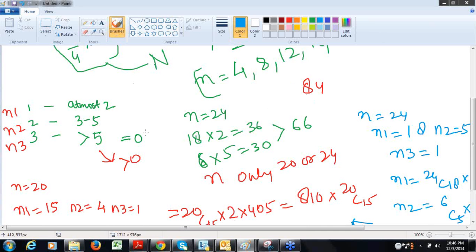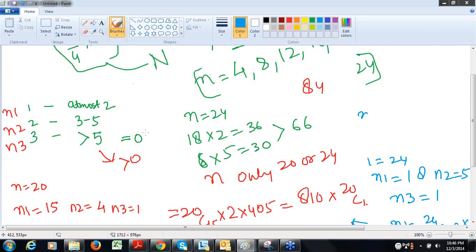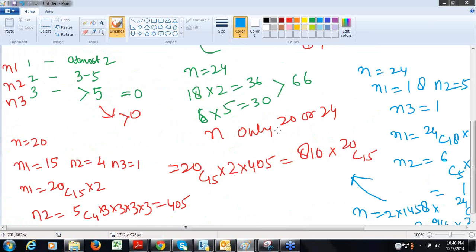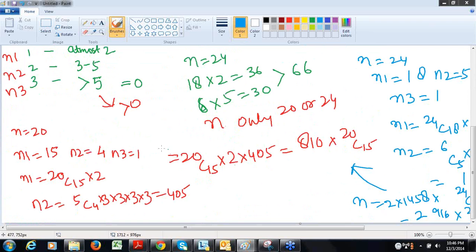So one of the persons has to be with greater than 5 candies. We can deduce it from it. And that one person, if it is 5% of n, and 5% of n for 4, 8, 12 and 16 will be less than 1. So the only possible scenario will be 20 and 24. That means n will be 20 or 24. Everybody clear with this? Then the others we can find out. So for n equal to 20, we can find out n1, n2 and n3. n1 is at most 2, n2 is 3 to 5, n3 is greater than 5. We can find out the way to select these.